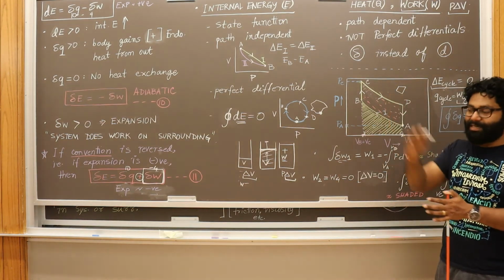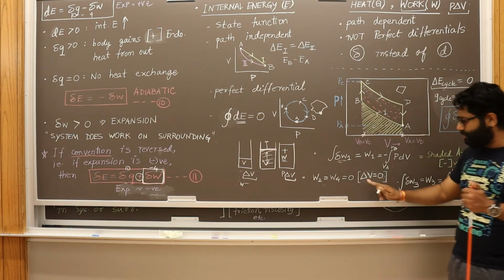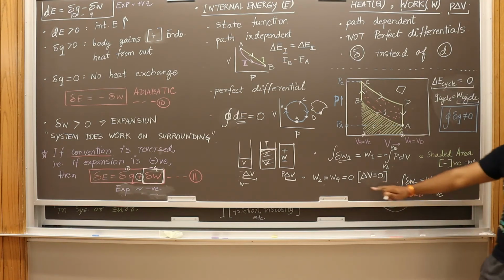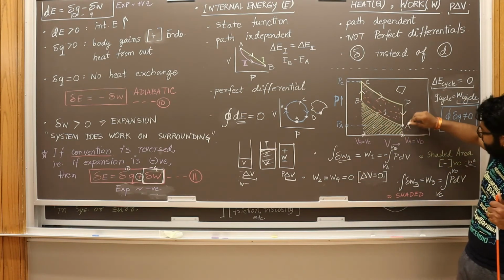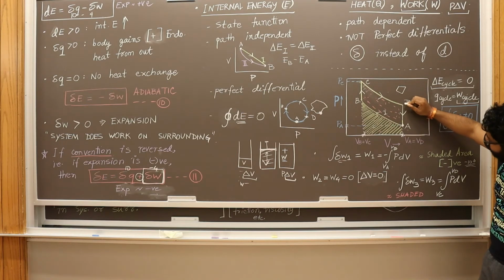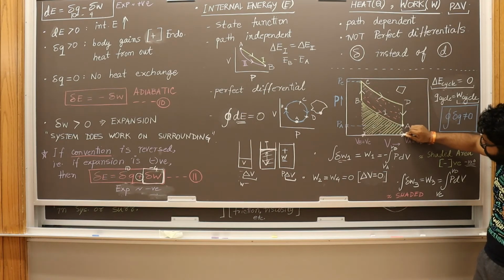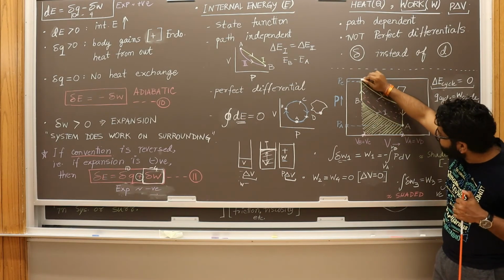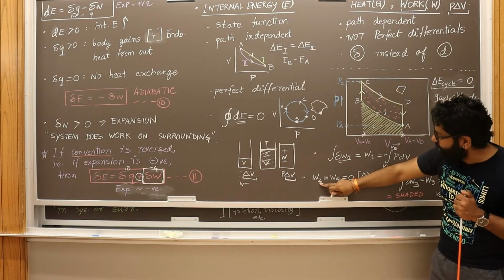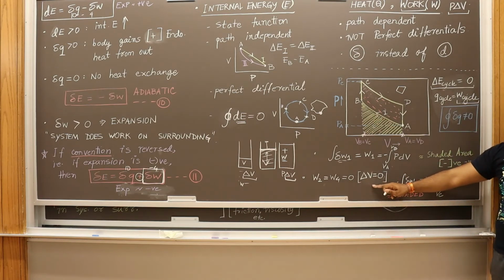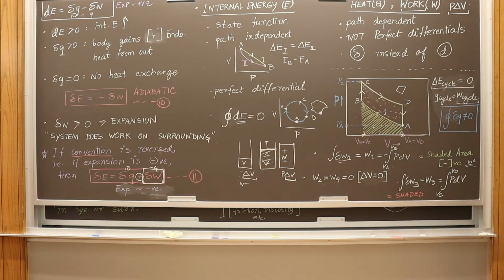So there is no work done, so work done is equal to 0, because the delta V is equal to 0. This is true for W2 in here and W4 in here, because you see, when you move from B to A, the volume remains the same. Pressure drops, but the volume remains the same. In here, the pressure increases, but the volume remains the same. That's why for W2 and W4, the work done is 0, because delta V is equal to 0.